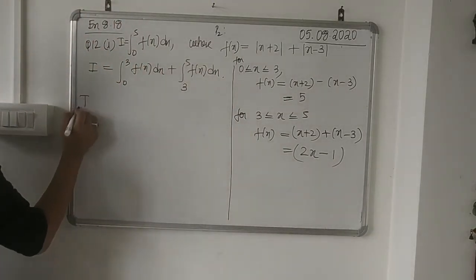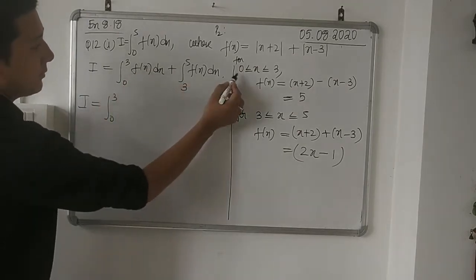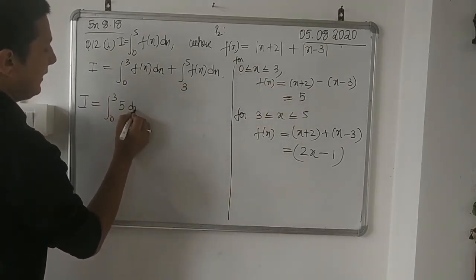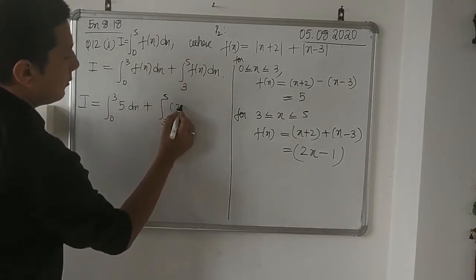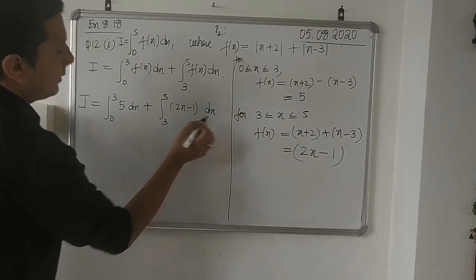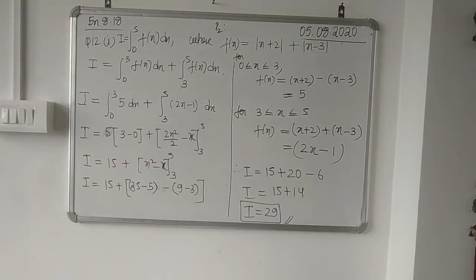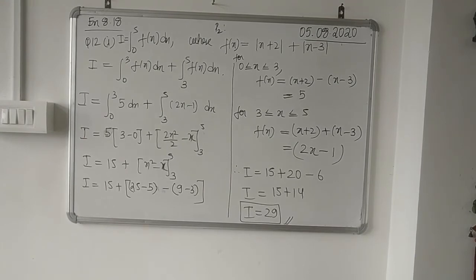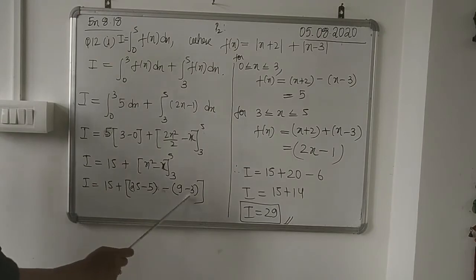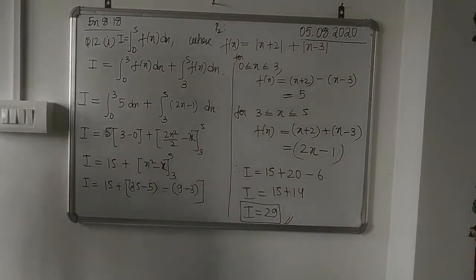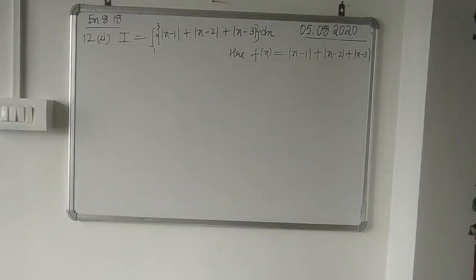So these are the values for f(x) in these ranges, okay? So therefore you put out here 0 to 3, the value for f(x) in this range is 5 dx, and 3 to 5, the value for f(x) is (2x minus 1) dx. Now quickly I want you all to simplify this and get the answer, okay? So when you simplify it, after integration you'll be putting the upper limit minus lower limit, and you'll be getting the answer as 29. So pause the video and note it down. We move to the next sum.